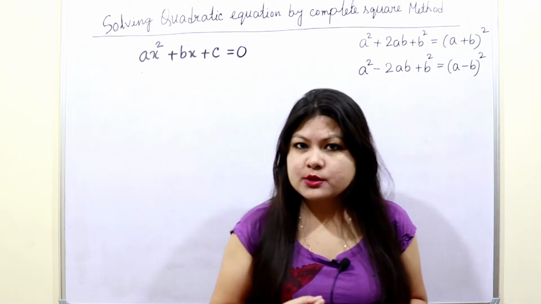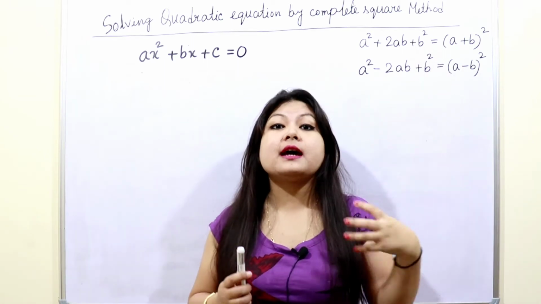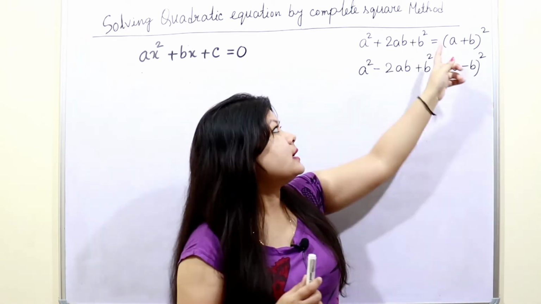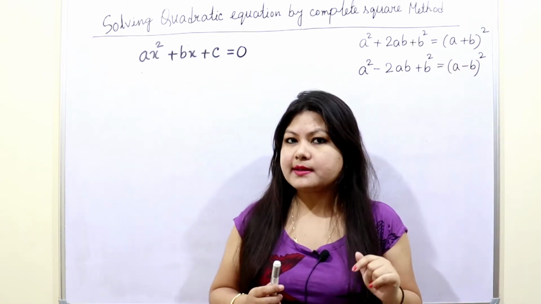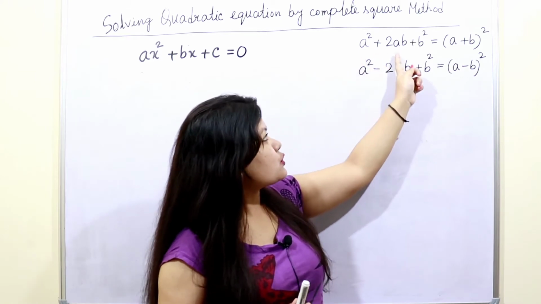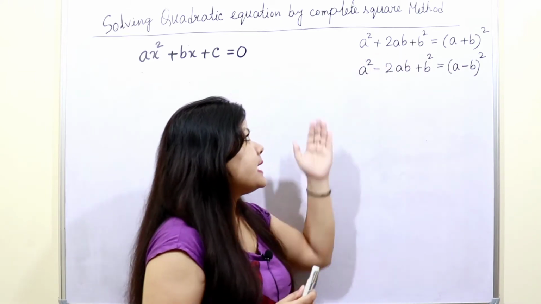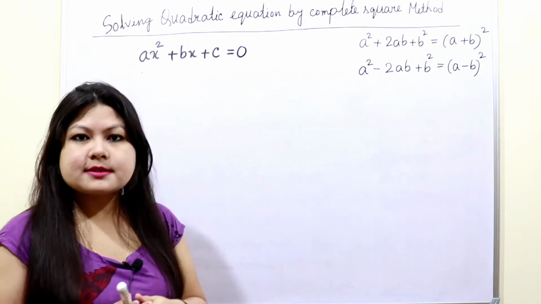Now, in the complete square method, we will use any one of these two formulas, whichever is applicable: a plus b whole square, and a minus b whole square. What is a plus b whole square? A square plus 2ab plus b square. Then a minus b whole square is a square minus 2ab plus b square.